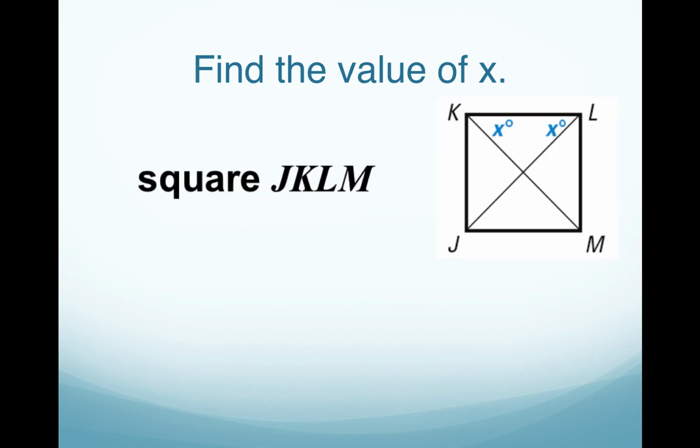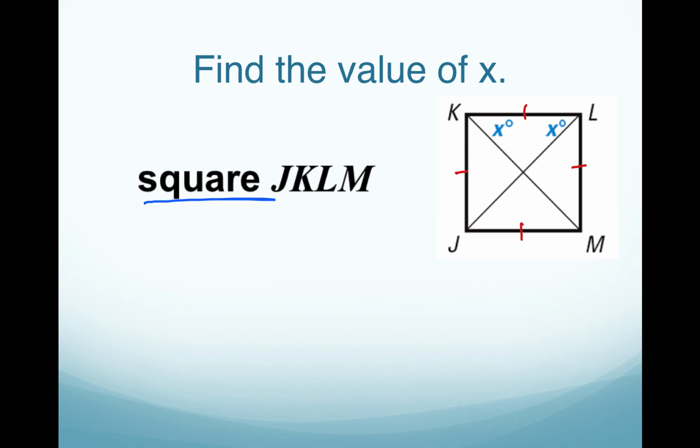I want you to try this last practice problem on your own. I'll pause the video and then we'll go over it in a moment. This problem is a little bit more difficult because it allows you to apply things from the whole entire lesson. So the first thing I want you to take note of is that this is a square right here. What do we know about squares? We know that all 4 of its sides are congruent, and we also know that all 4 of its angles are 90 degrees.